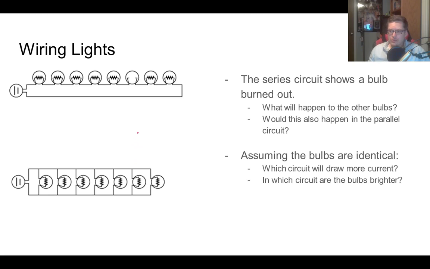Now the question is, which one will be brighter? Well, the parallel one will be brighter, but it'll also draw more current, so it'll cost you a little bit more money. So it's kind of a trade-off, and it also costs more to make because it uses more wire and so on and so forth.